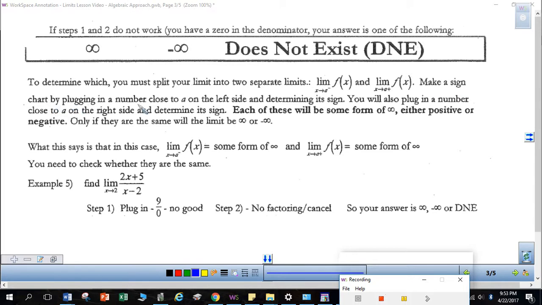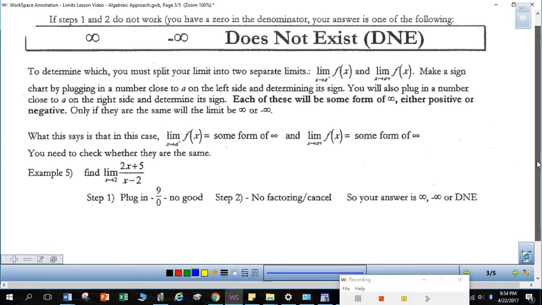We're going to make a sign chart, which I'll show you how to do by plugging in a number close to a on the left side and determining its sign. You will also plug in a number close to a on the right side and determine its sign. Each of these will be some form of infinity, either positive or negative. Only if they are the same will the limit be infinity or negative infinity. If they are not the same, we'll say that our limit does not exist. What this says is that in the case of limit as x approaches a from the left, some form of infinity from the right is also some form of infinity.